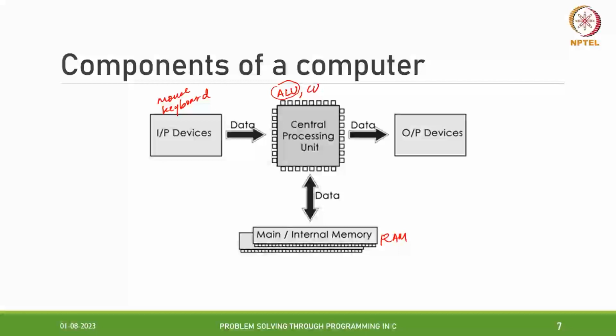Now once the entire processing part is done, the output will be sent to the output devices. It can be your monitor or printer or whatever, all kinds of output devices. So this is a very brief outline of the components of a computer.